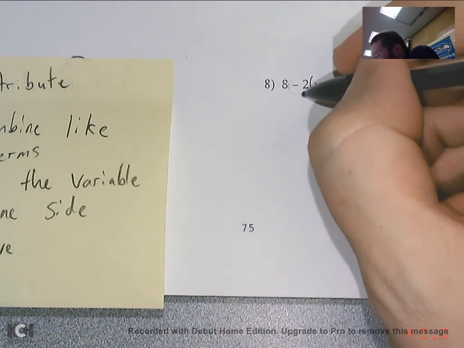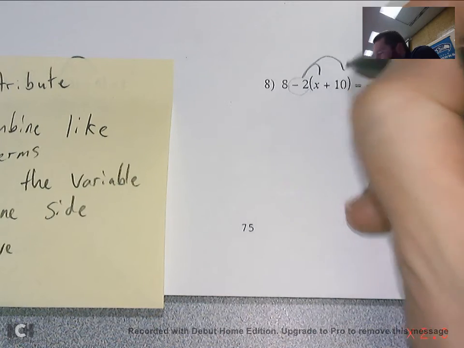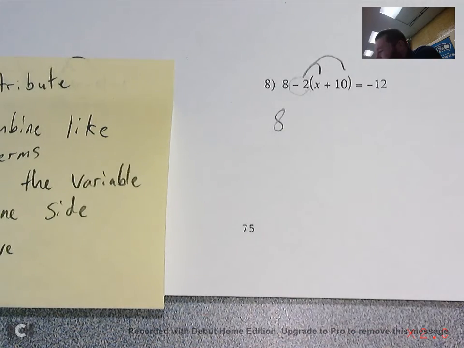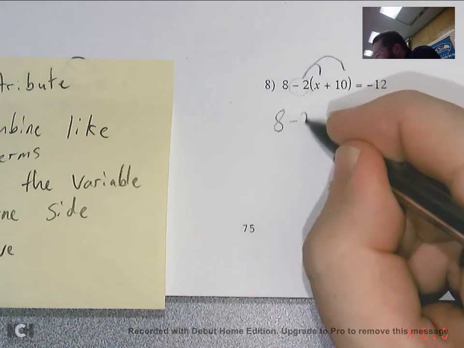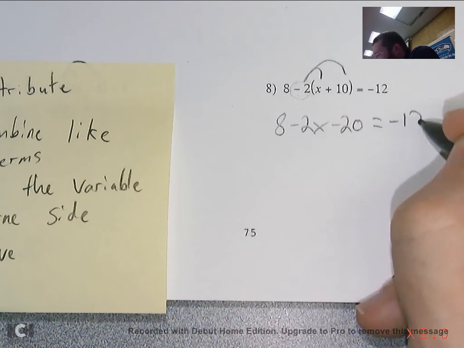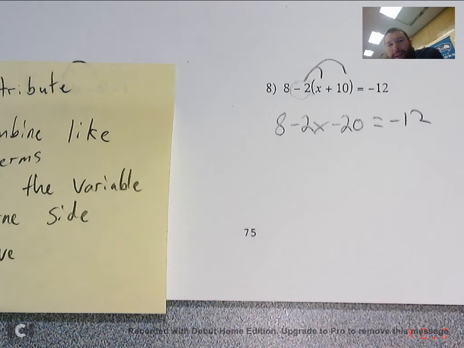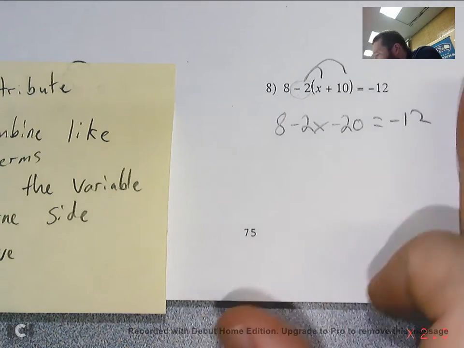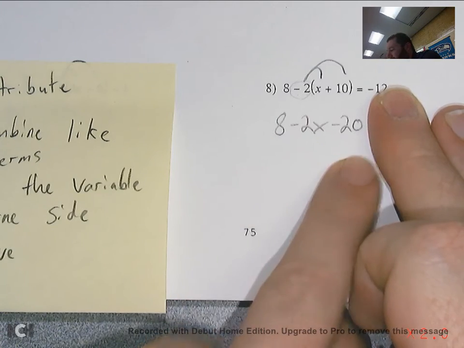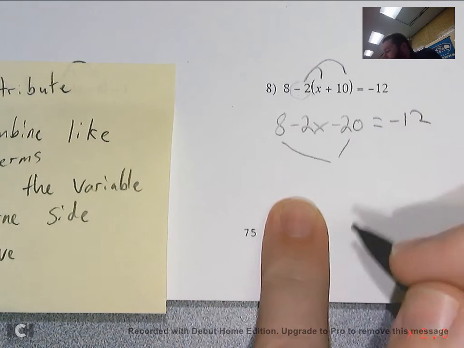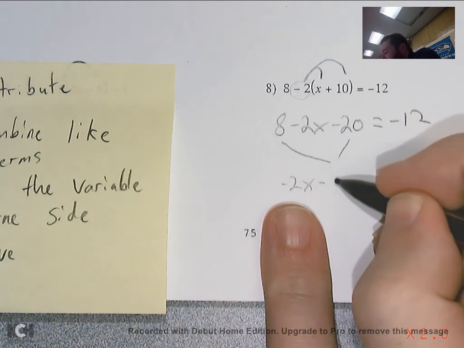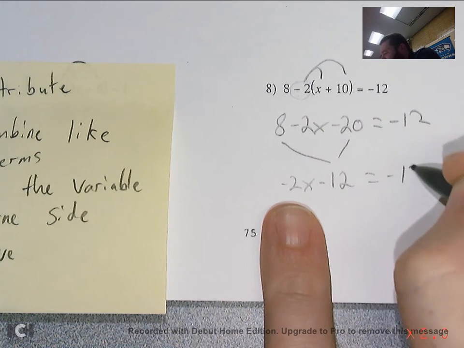So we're going to take this negative 2, and we're going to distribute it into the parenthesis first. Okay, the 8 is still out front here. It didn't go anywhere. Negative 2 times x is negative 2x. Negative 2 times 10 would be negative 20 equals negative 12. Okay? Now the next step is to combine like terms. So there's only one term on that side, so it doesn't have any like terms. This side I have 8 and I have negative 20. So if I combine 8 and negative 20, I have negative 2x. 8 minus 20 would be negative 12 equals negative 12.